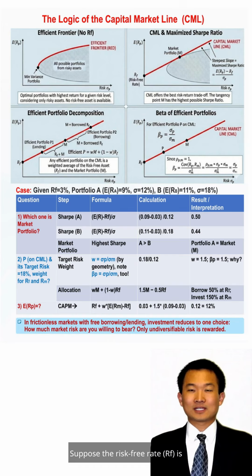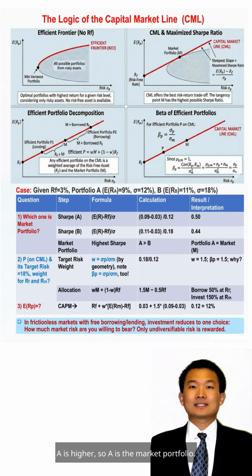Suppose the risk-free rate RF is 3%, portfolio A has an expected return of 9% and a risk sigma of 12%. Portfolio B has an expected return of 11% and a risk sigma of 18%. Question 1. Which one is the market portfolio? A's Sharpe ratio is 0.50 and B's Sharpe ratio is 0.44. A is higher, so A is the market portfolio.